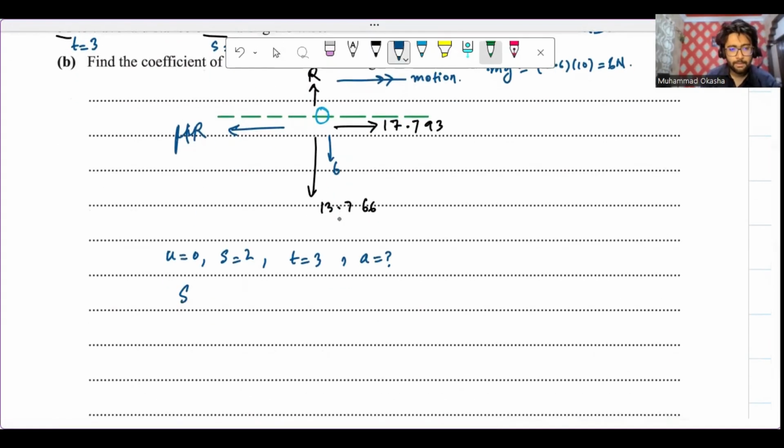We could just use s equals ut plus half at squared. S is equal to 2, u is 0, so that term doesn't matter because it's going to be 0. Then 1 over 2, times the acceleration we need to work out, times time 3 squared. So from here, acceleration is going to be 4 divided by 9.